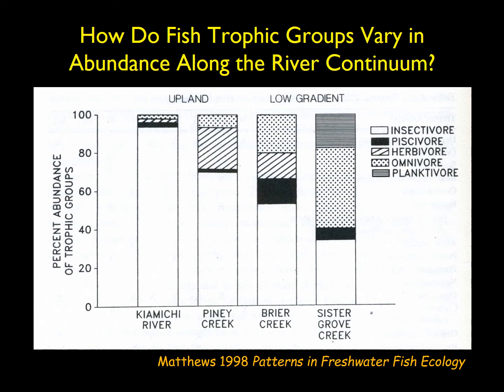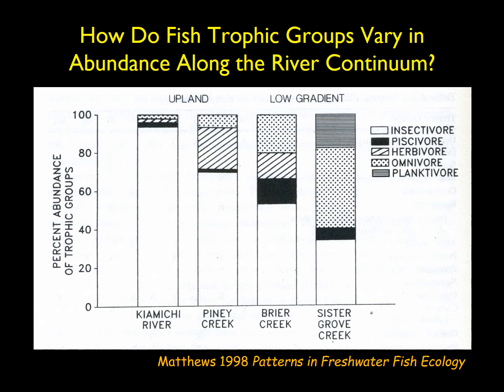that's what Matthews found. If we look at the lowest gradient section, there weren't herbivores, probably because you don't have stable substrate for periphyton to grow on and provide good habitat for other invertebrates as well. That's why you have fewer insectivores.